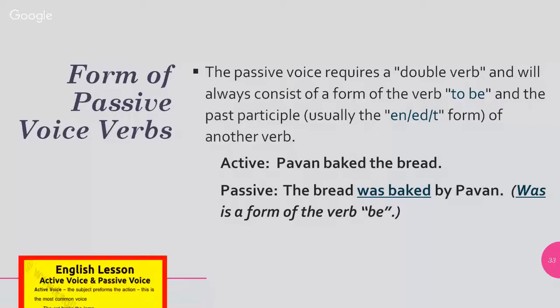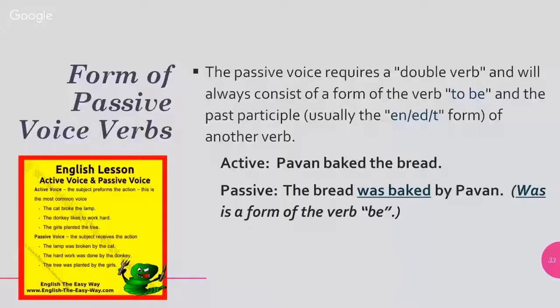Active voice: the subject performs the action. This is the most common voice. The cat broke the lamp. The donkey likes to work hard. The girls planted the tree. Passive voice: the subject receives the action. The lamp was broken by the cat. Hard work was liked by the donkey. The tree was planted by the girls.